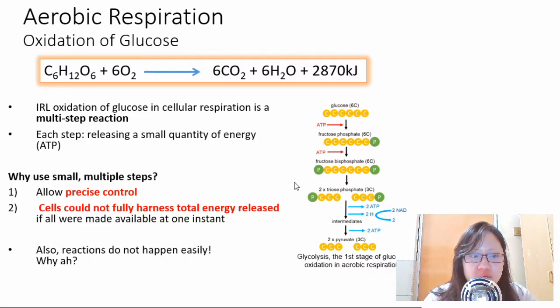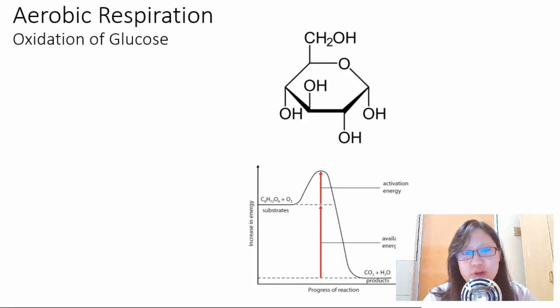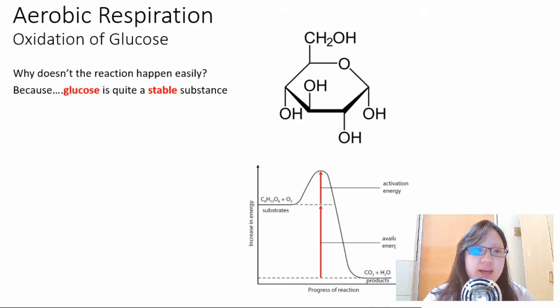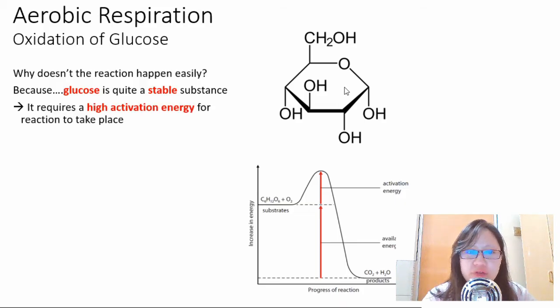And also, there's one more reason, which is that reactions do not happen that easily. It requires many steps for it to happen, and the main reason for that is because glucose is quite a stable substance. Look at it, it's a ring form. There are 5 carbons in a ring, 1 sticking out. It's quite a stable substance, okay? And it requires a very high activation energy for the reaction to take place and for it to be oxidized into carbon dioxide and water and energy.